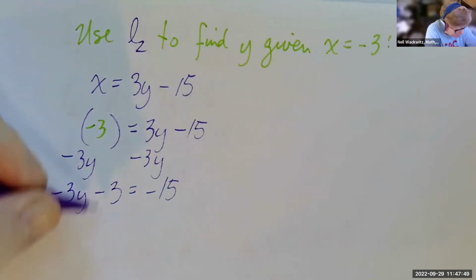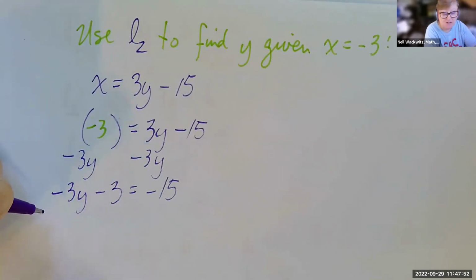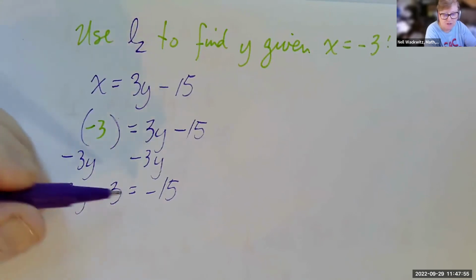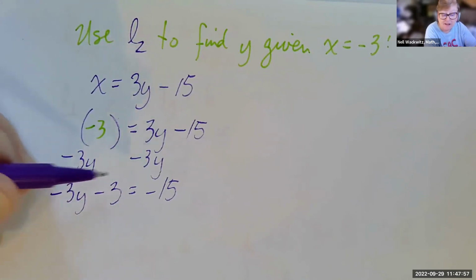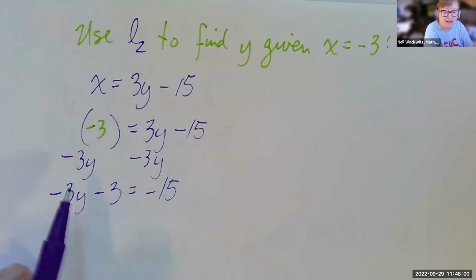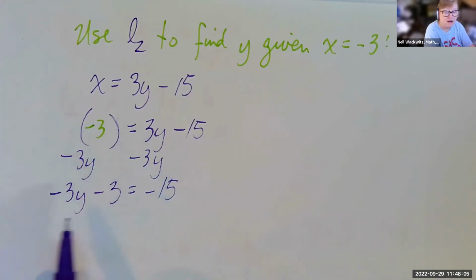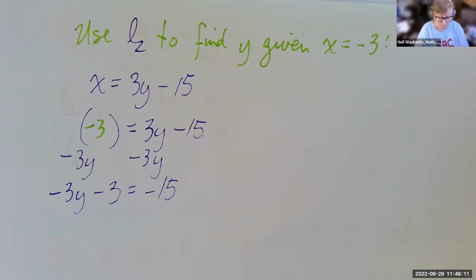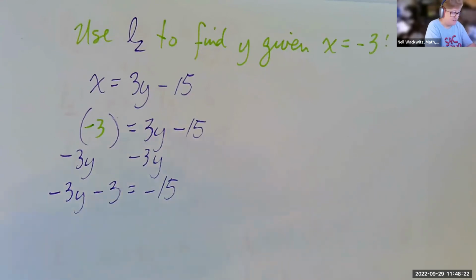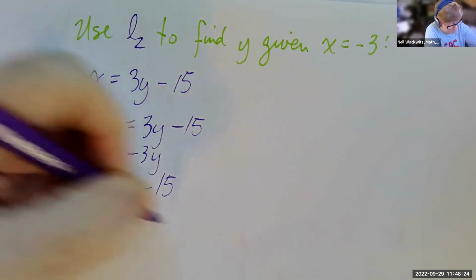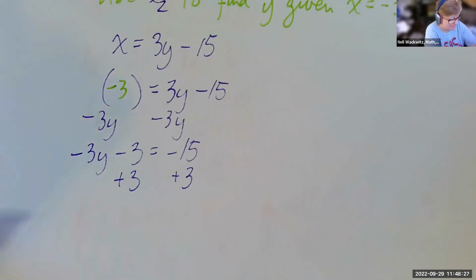So we want to get this 3y term by itself. I've got two things on this side. I've got a -3y and a -3. Can I add or subtract anything here that will make it so that I only have -3y? We would subtract -3, right? Subtracting -3 is the same as adding 3, is that right? Oh, we would add it. Good.